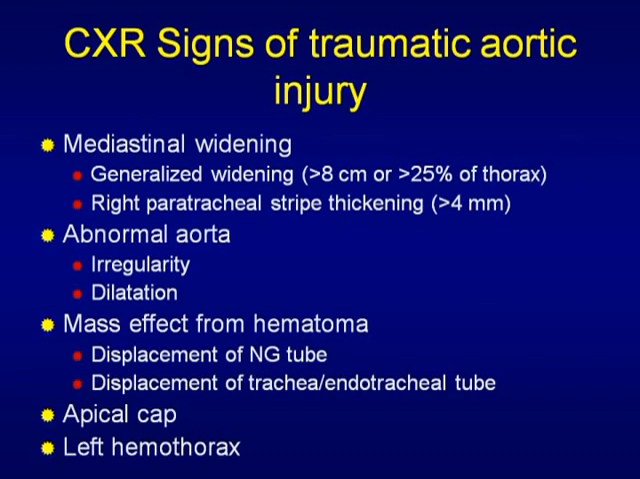There are some other signs we talk about. The hematoma associated with traumatic aortic injury can cause mass effect on NG tubes, ET tubes, things like that. And you can get an apical cap, which is essentially blood layering in the mediastinum into the lower neck above the lung. And then you can get pleural effusions or hemothoraces associated with traumatic aortic injury, but mainly it's these two: mediastinum's too big, aorta's abnormal in some way, okay?